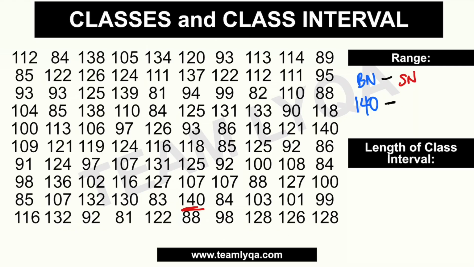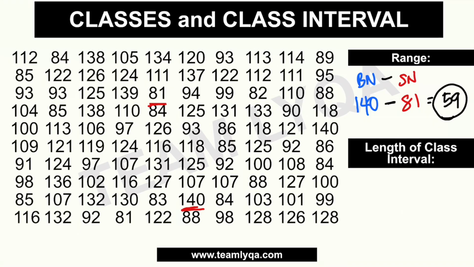Hanapin natin yung pinakamaliit. So, dito meron tayong mga line of 80. Walang line of 70, no? Pero meron tayong 81. Ang tanong, meron bang 80? Tingnan natin kung may 80. Okay, wala. So, the smallest number is 81. So, isusubtract muna natin sila. 140 minus 81, that would be 59. So, the range is 59.